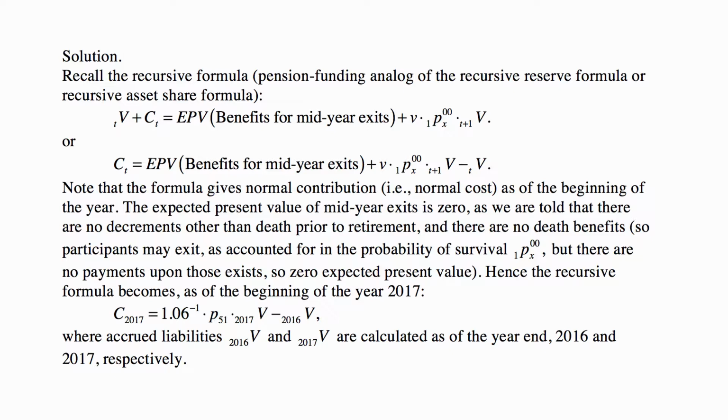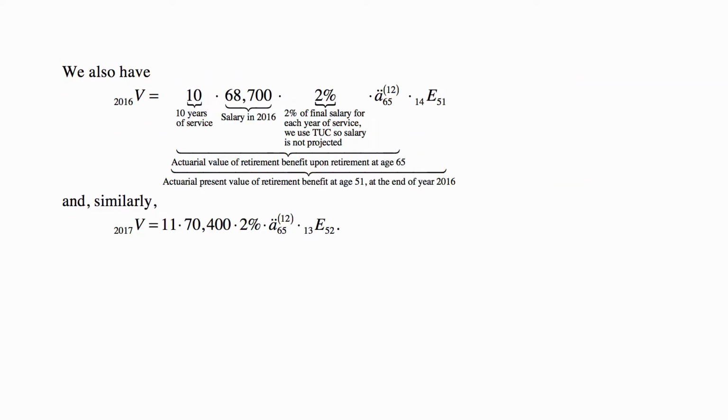And these liabilities are calculated, well, for 2016 as the end of the year 2016, which is effectively the same as the beginning of 2017. And for 2017, it's for the end of the year 2017. And what are they? Well, for 2017, this person will have 10 years of service. The salary in 2016 is $68,700. Now you may complain, well, but that's not the final salary.